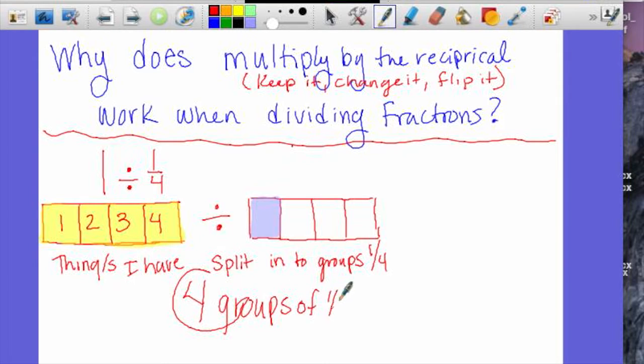It's about how many groups you have, and not necessarily about the size of something when you're done. So that's why you're just multiplying by 4, because I know that fourths is really cutting something into 4 and making more of them. So I'm multiplying.